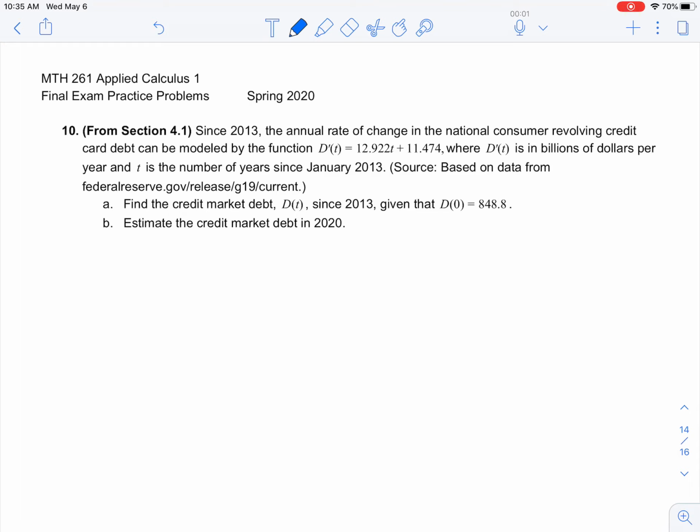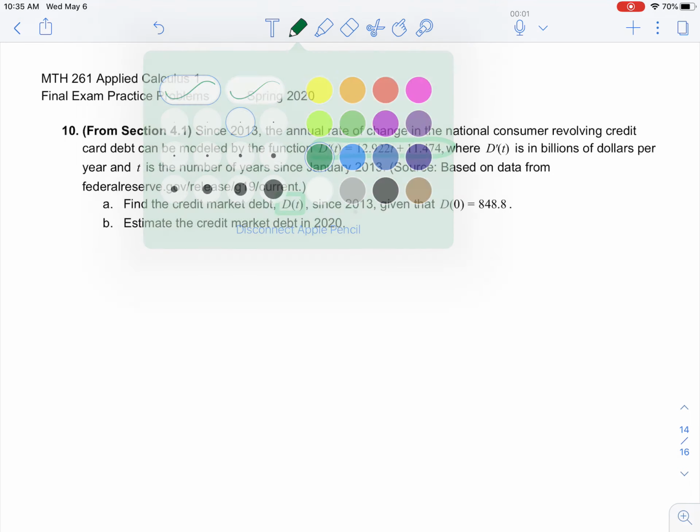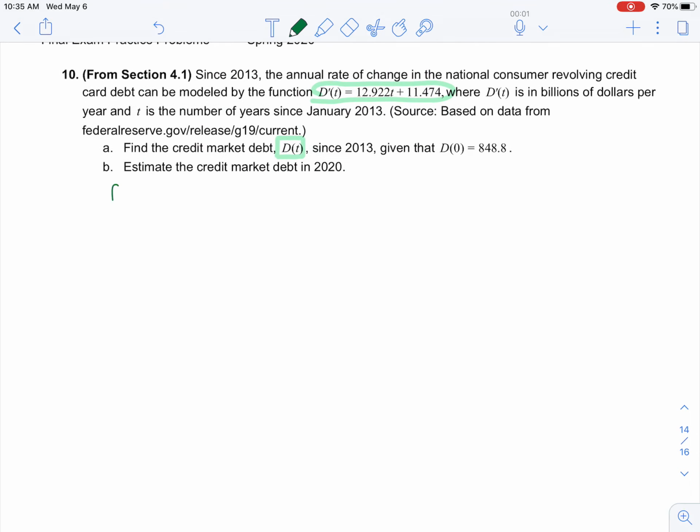Okay, so what do they want? Part A, find the credit market debt, d of t. So here's what they gave you. They gave you d prime of t, the rate of change function. And they're asking, can you use that to find d of t? Of course we do. We know how to do that. We're going to find the antiderivative of d prime of t, and that is going to be our d of t.